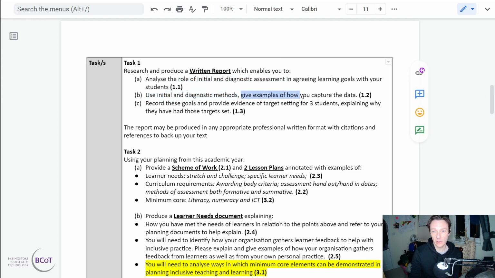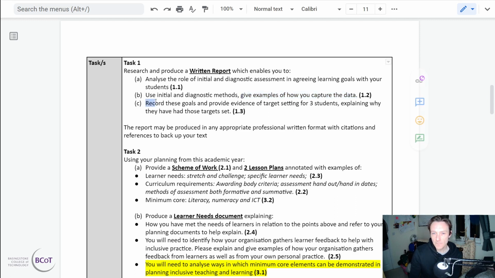And then to give examples of how you've captured data, information, stats, facts, input from your learners. Is it in a spreadsheet? Is it in a document? Is it in a chart or a graph?